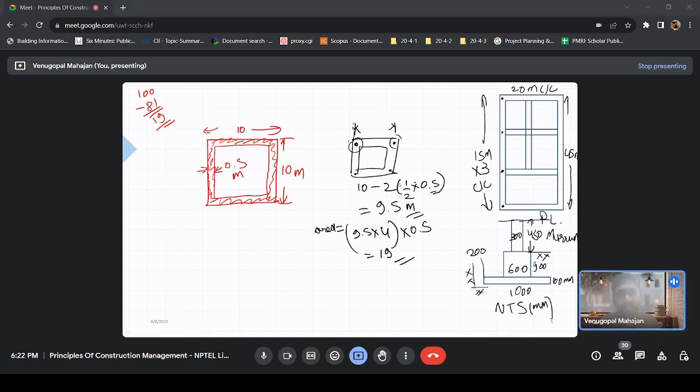When we had to calculate the center line, what did we do? Edge to edge distance minus half of width. How many times? Number of corners, or number of joints, you can say.